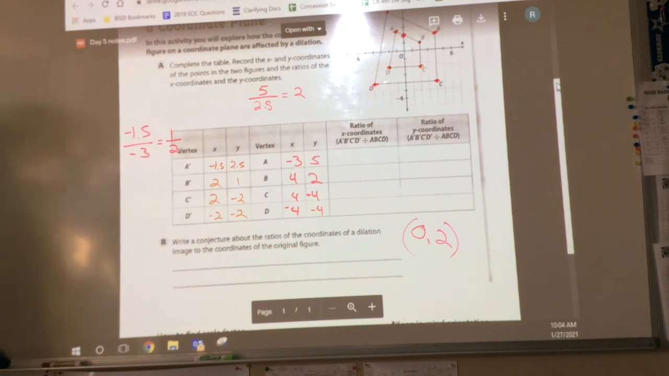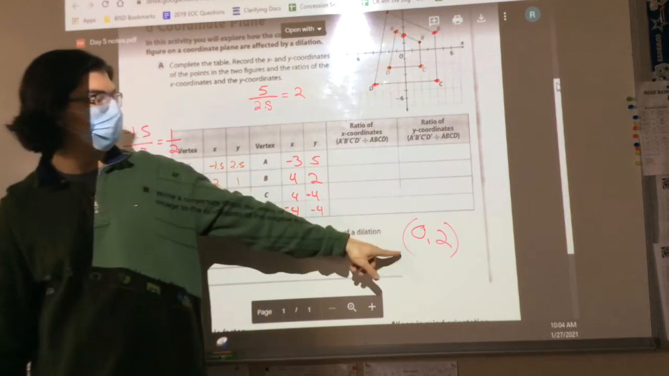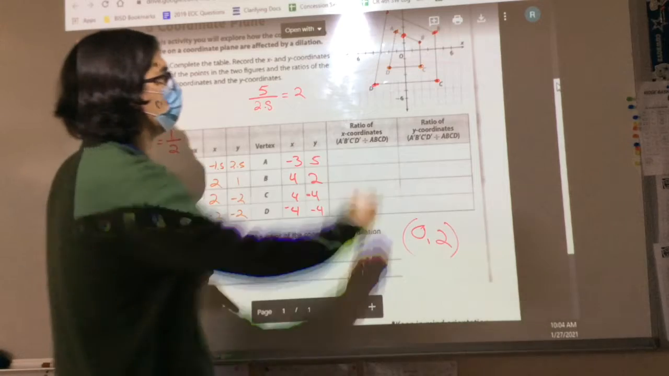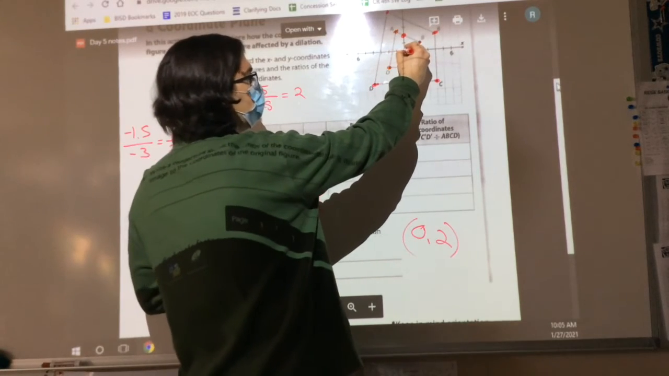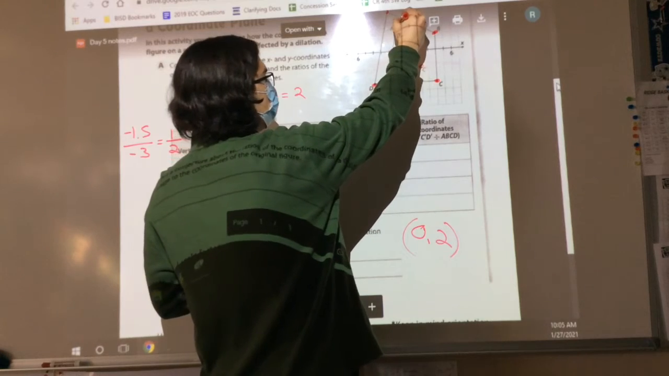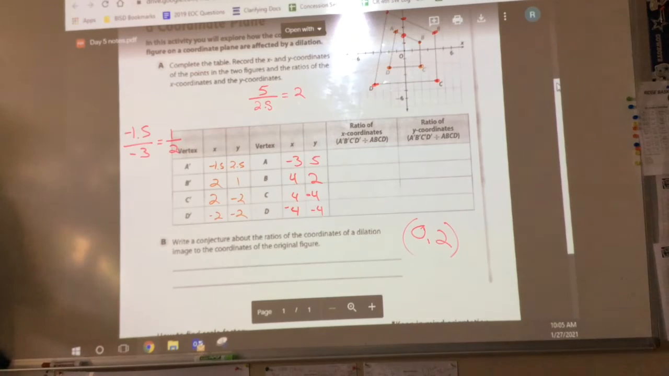Not by looking at the figure, but we now know that the scale factor from small to big is 2. So what do I have to multiply both of these numbers by? 2. So what's 0 times 2? 0. And what's 2 times 2? 4. 1, 2, 3, 4. Doesn't that give me that point right there? So do you see how it's still consistent across the whole board?